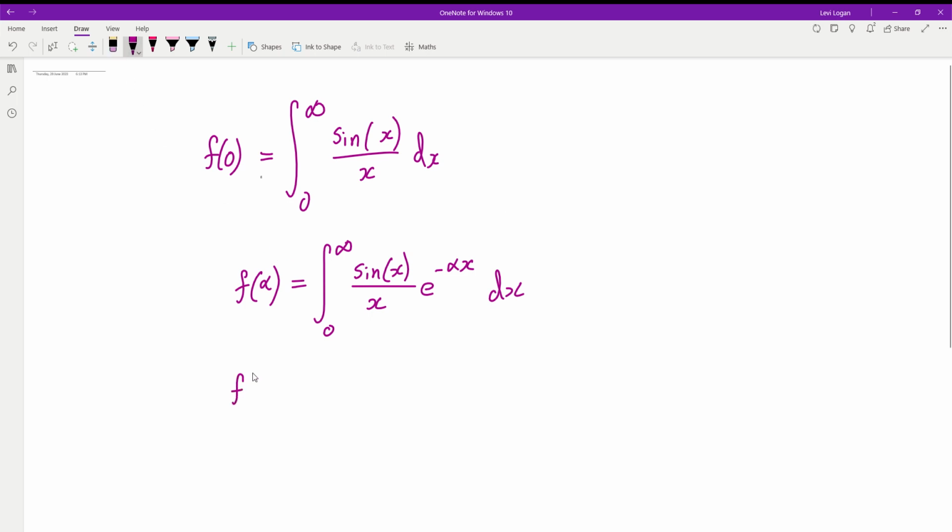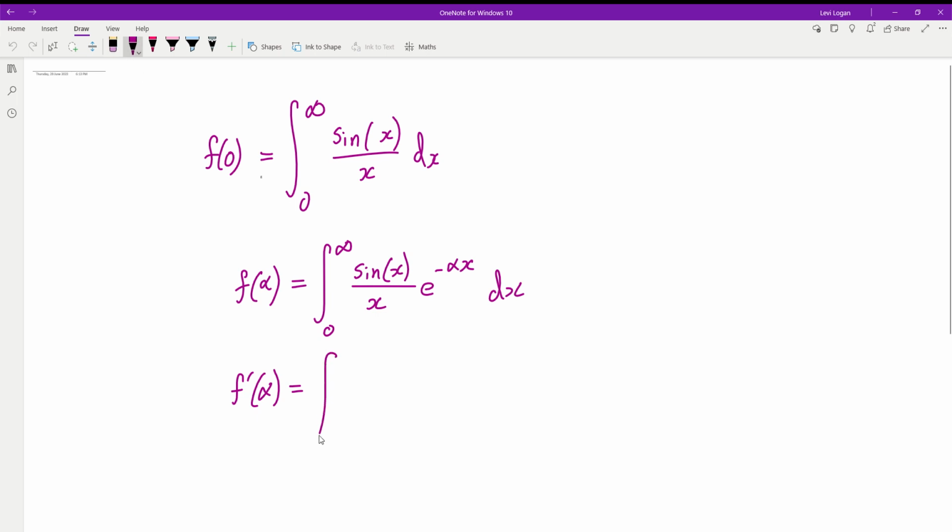So we find f dash of alpha. When we do this, we get a derivative on the outside. And what we can do is bring it inside the integral, and that turns it into a partial derivative. I'm just going to skip this step, so I'm going to bring it straight inside just to save some writing room.